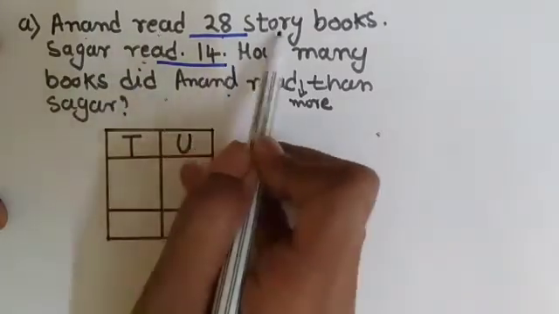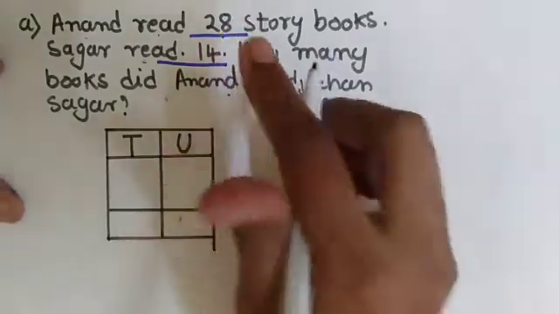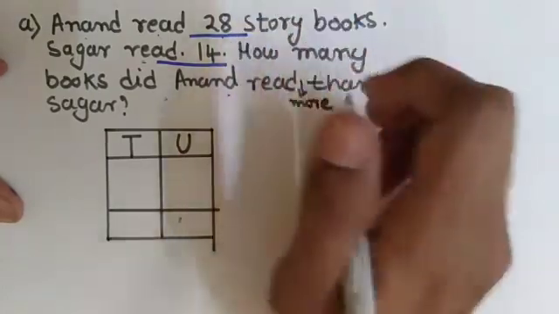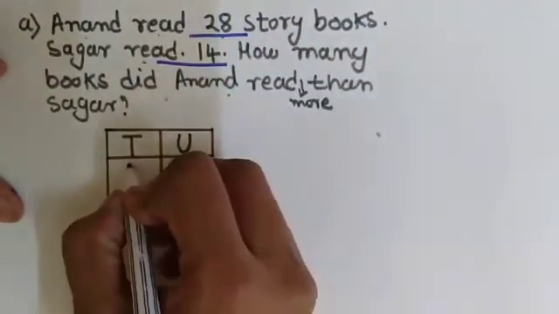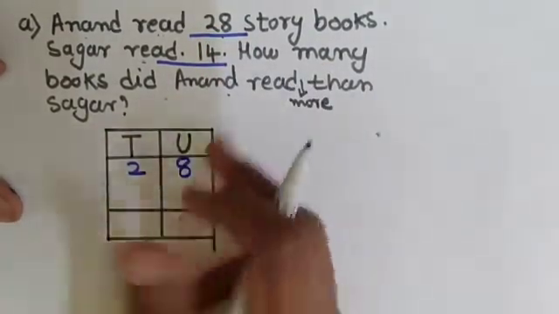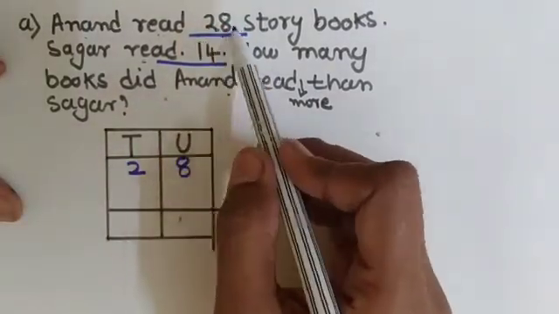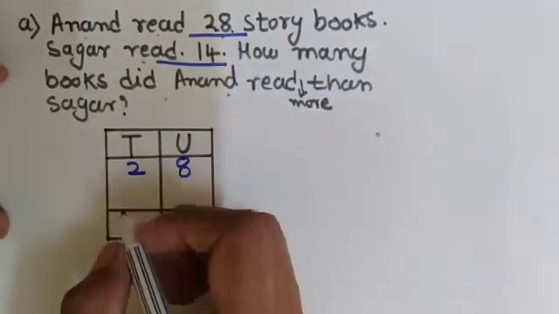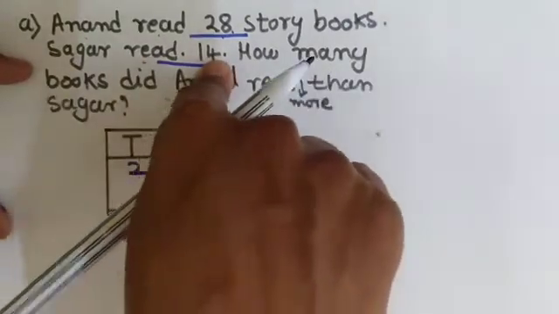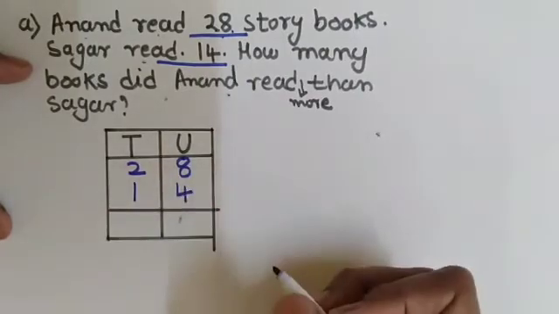Anand read 28 story books. And in subtraction, remember children, you have to write first the bigger number. Here the bigger number is 28. So Anand read 28 story books. So we will write 2 in the tens column and 8 in the unit column, because in 28, 2 is 2 tens and 8 is units. And what else is given? Sagar read 14. So here we will write 1 ten and 4 units.